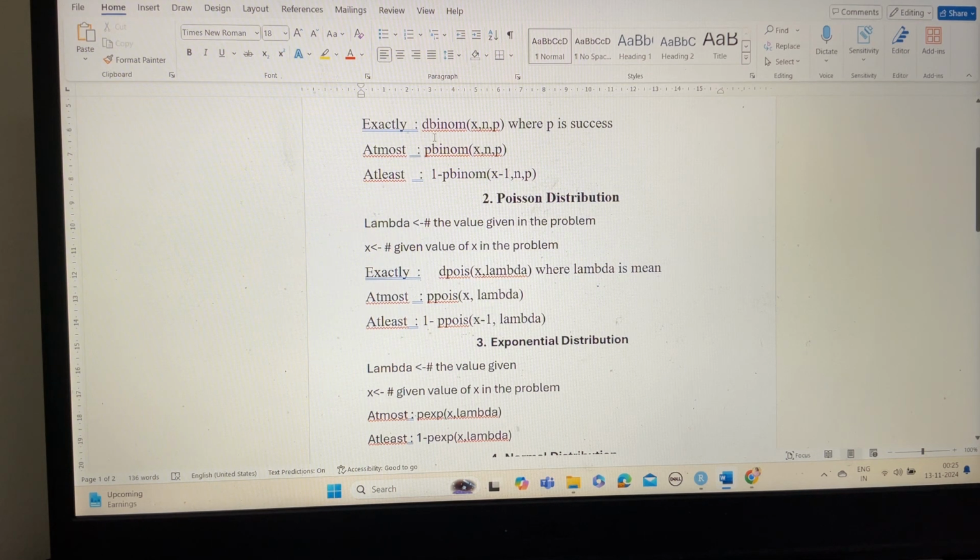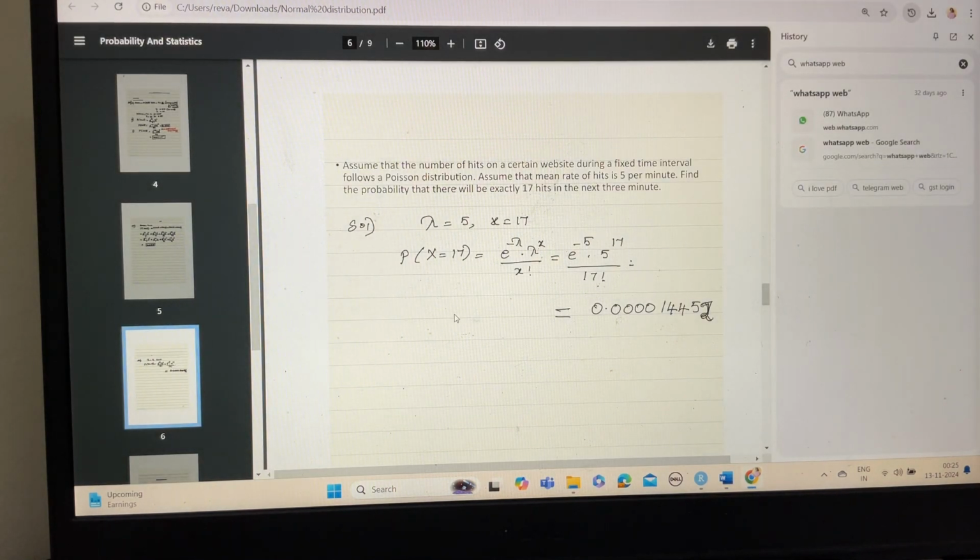It's a similar pattern to binomial, how we did in the previous lecture. I've explained about dbinom, pbinom is for at most, and 1 minus pbinom of x minus 1 is for at least. Correct? So now look at this figure, this problem, where dpois is for exactly and ppois is for at most. At most means less than or equal to, and 1 minus ppois of x minus 1 comma lambda is at least. That means for x greater than or equal to. So now look at this and then we will go to the problem, and in this problem it's mentioned that lambda is 5 and x is 17.